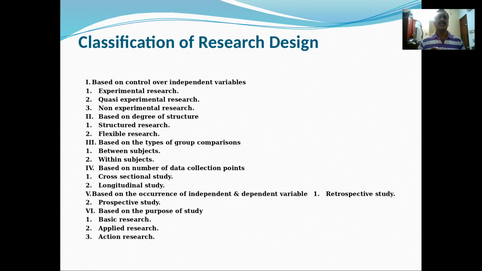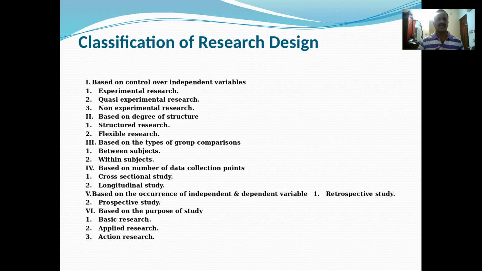And the third thing is based on the types of group comparison. We classify research into two: between the subject comparison and within the subject comparison. In the previous class also we discussed the different types of comparison in research. So we can compare between the subjects from one study to another study, for example, population in India to population in Pakistan. So this is comparison between the subjects, and we can compare within the subject also.